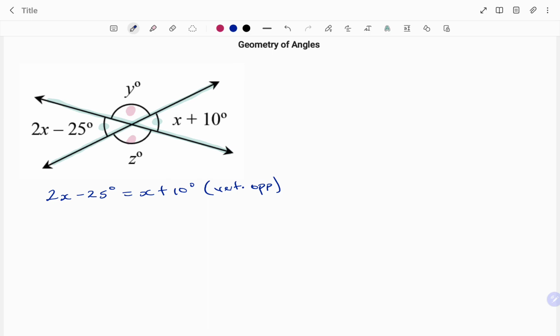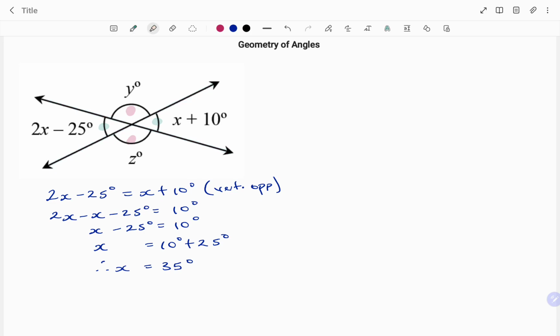Collecting like terms, I'm going to start by moving my x to the left-hand side. I still have my minus 25 degrees equals 10 degrees. 2x minus x, that will give us x minus 25 degrees equals 10. Moving my minus 25 to my right-hand side, I have x equals 10 degrees plus 25 degrees. Therefore, the value of x equals 35 degrees.